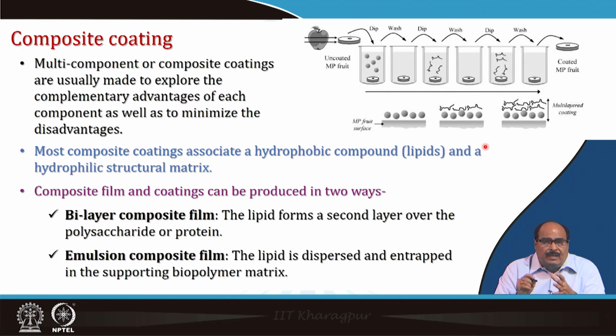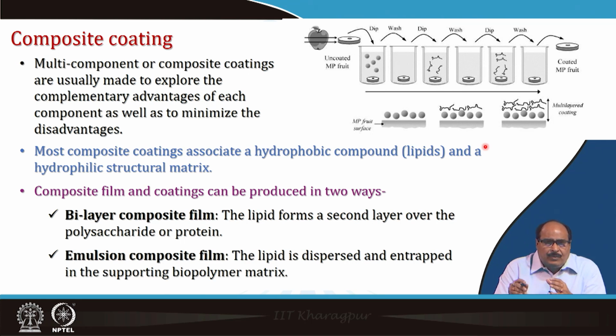Then composite coating. These multi-component or composite coatings are usually made to exploit the complementary advantages of each component as well as to minimize the disadvantages of the coating. Most composite coatings associate a hydrophobic compound like lipid, etc., and a hydrophilic structural matrix.